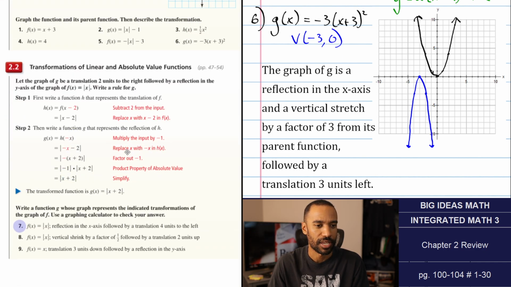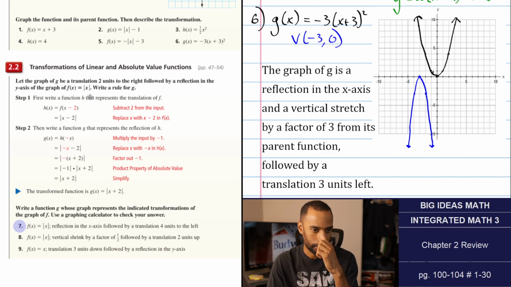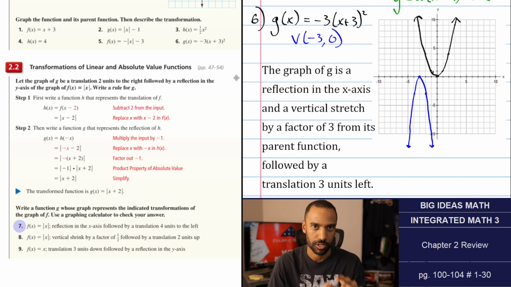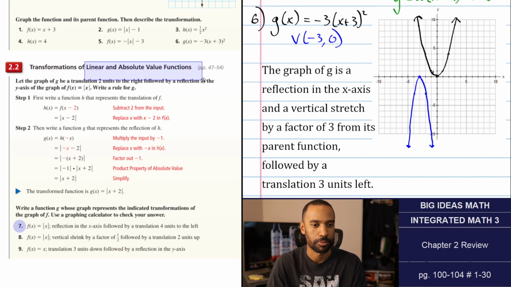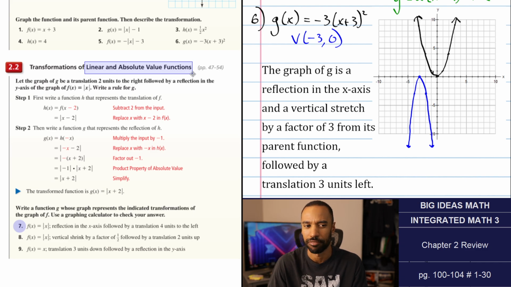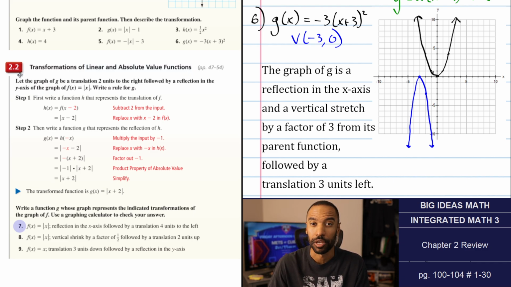Now, before we hit numbers 7, 8, and 9, let's look at the examples that they provide for this. This is exactly what I was talking about with respect to doing multiple transformations. Transformations of linear and absolute value functions. We save quadratics of this set for, I think, section 2.5. But the same kind of thing will occur then.